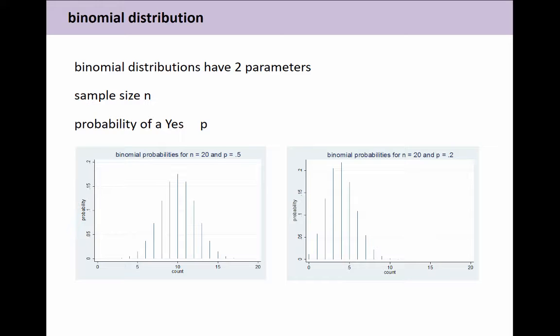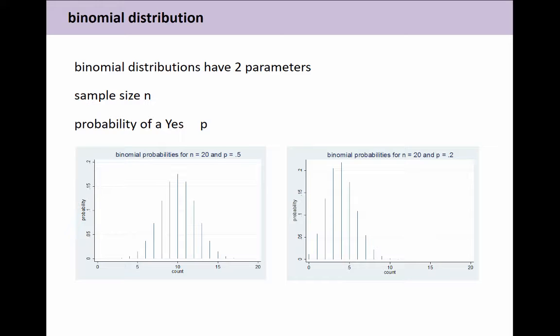What we need to do to get binomial distribution probabilities is know the sample size n and the probability of a yes, denoted by p. This is all we need to calculate binomial probabilities, so these quantities are called the parameters of the binomial distribution. The one on the left has the binomial probabilities for a sample size of 20 and a proportion of yes for the population of a half.